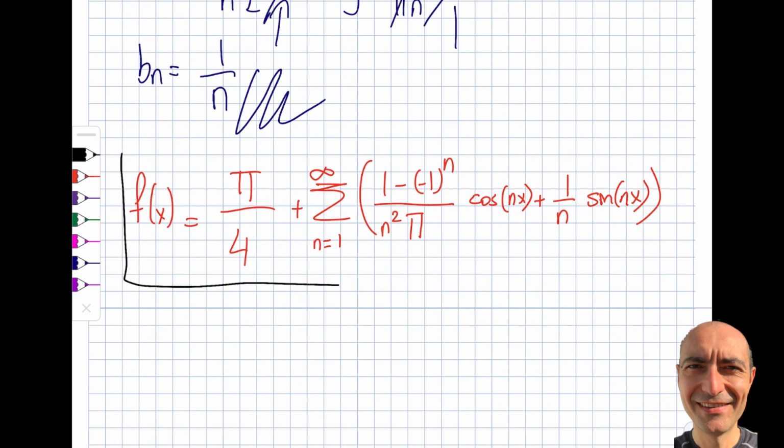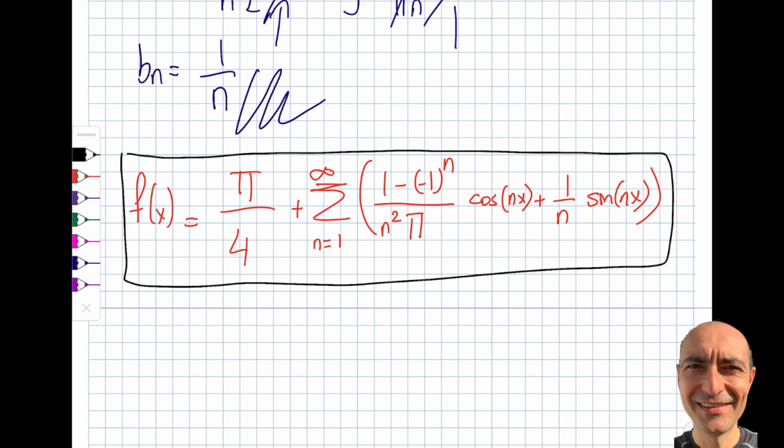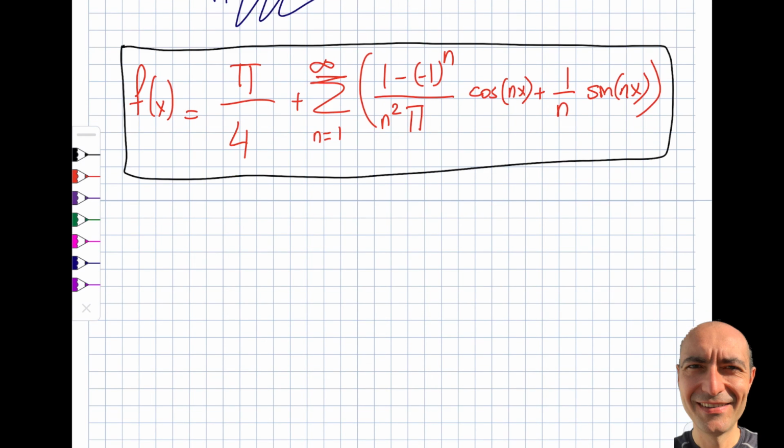So I can box this up, and then I can say finally that I have a Fourier series expansion of that particular function.